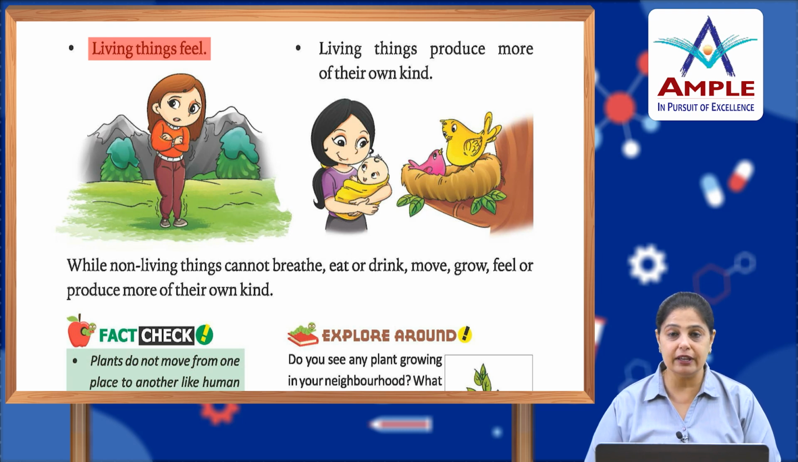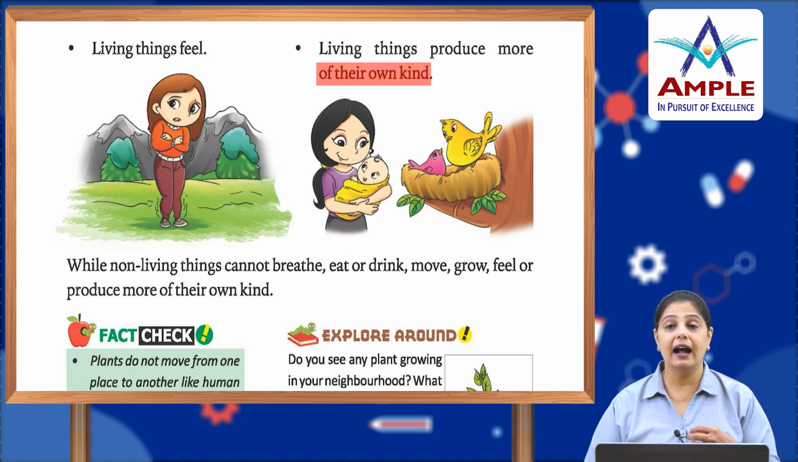We feel, okay, when we touch something, we feel whether it is hot, it is cold, we cry, we laugh. These are different types of feelings and emotions. Living things produce more of their own kind. Living things have the potential of giving birth. Animals also give birth to young ones. Plants produce seeds. They have fruits, flowers. So they can produce more of their own kind.